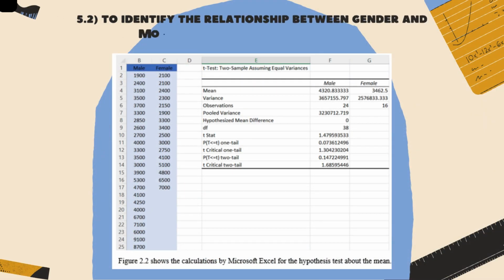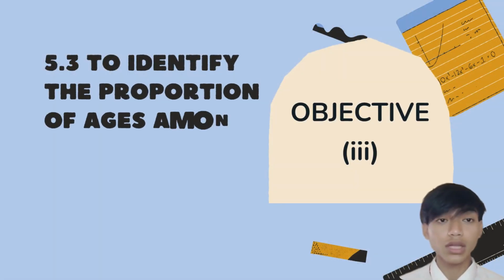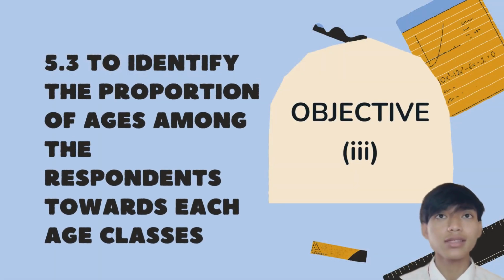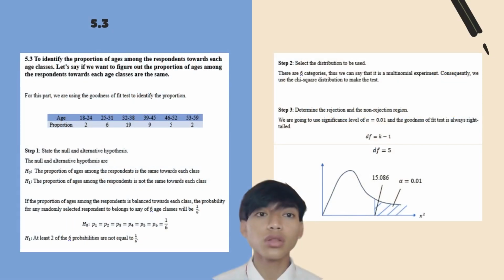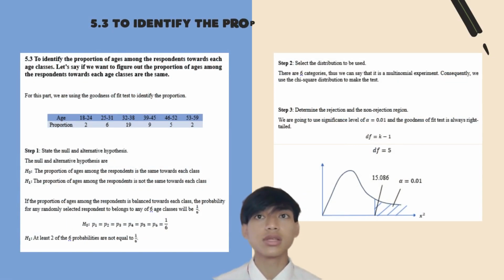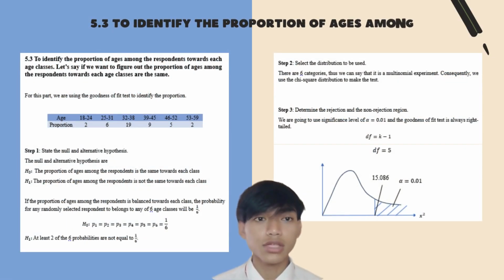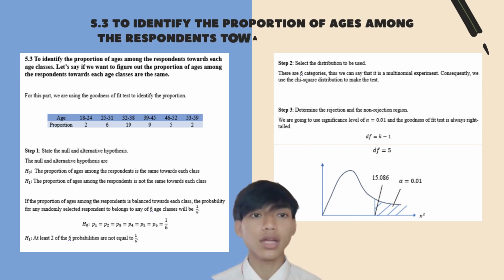Figure 2.2 shows the calculation by Microsoft Excel for the hypothesis test about the mean. Okay, next we move on to the third objective of our study, which is to identify the proportion of ages among respondents towards each age class. We want to figure out whether the proportion of ages among respondents towards each age class is the same. For this objective, we are using the goodness of fit test to identify the proportion.